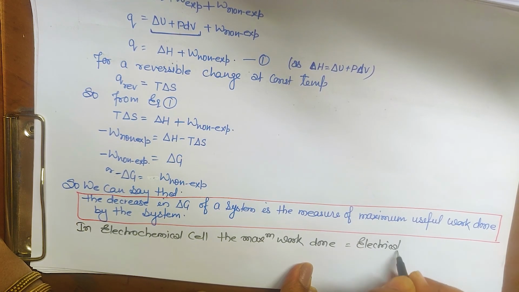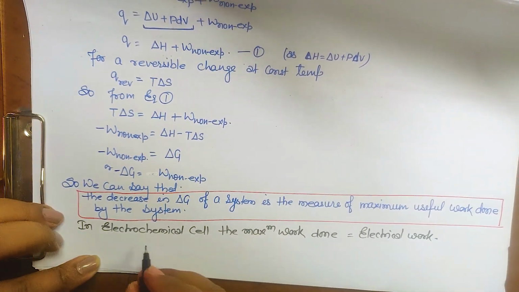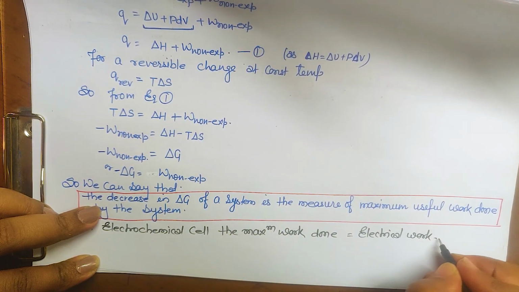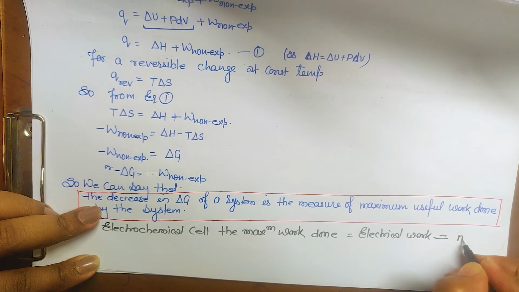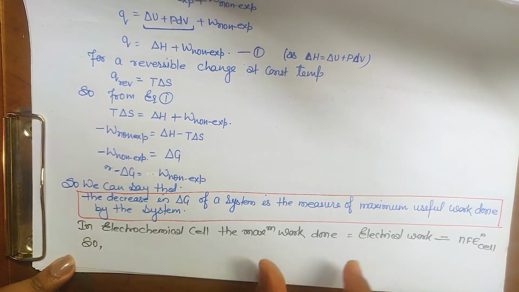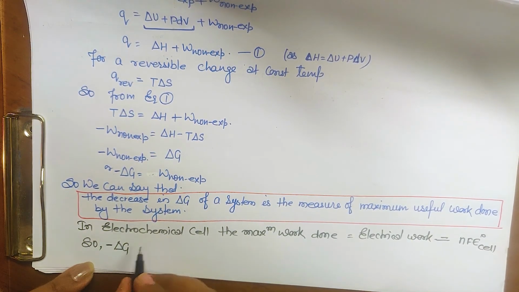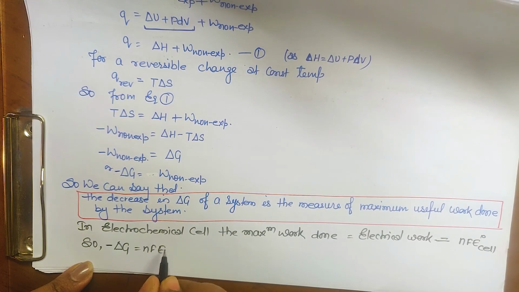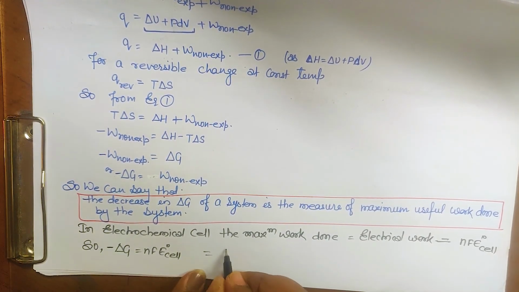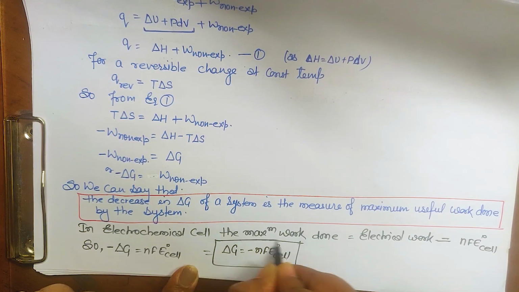This electrical work is equal to nF E0 cell. Now if you ask what all these are, I'm just going to tell you. There is a formula because maximum work done is equal to delta G, isn't it? And delta G is negative, so this is nF E0 cell. Or you can write the formula delta G is equal to minus nF E0 cell. This is the formula you have to learn.